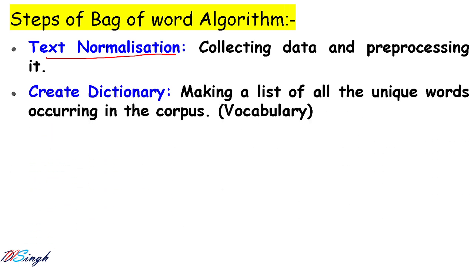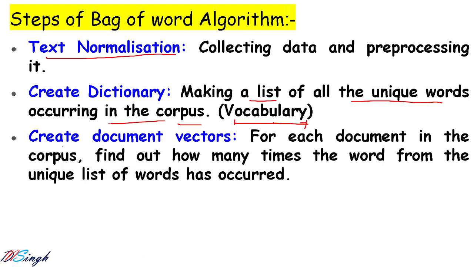Moving on to the next step, that is creating a dictionary, making a list of all unique words occurring in a corpus, that is also called vocabulary. So we will list down all the unique words which are present in the text we are dealing with in this bag of words. Okay, so that is called what? Vocabulary. Please keep that terminology in mind to understand it properly.